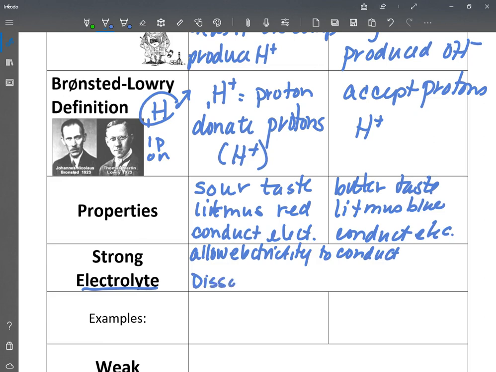We talked about dissociation when we talked about solubility. Dissociation occurs when you have something and you put it into water and the ions completely separate. A strong electrolyte will completely separate. It will go through dissociation.